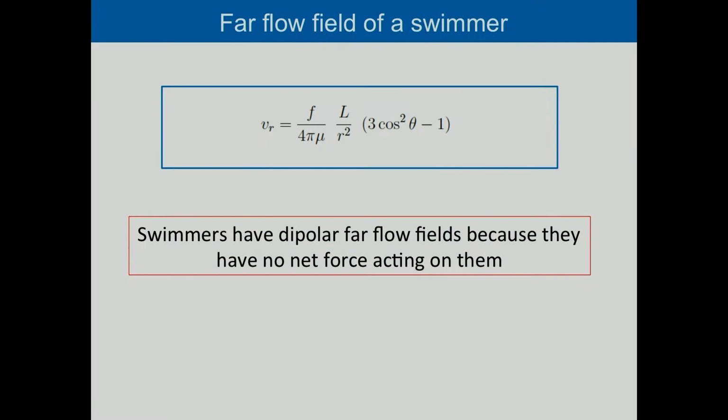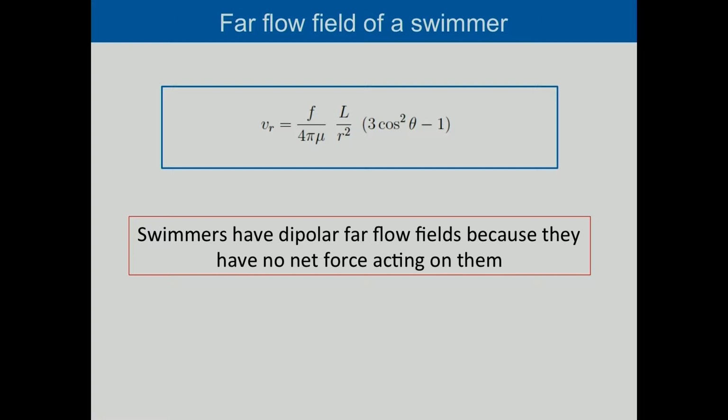This is the velocity, it goes as 1 over r squared, that's what I'd expect because it's a dipolar velocity. It goes like F times L, so that's the dipole strength, just like in the electromagnetic case, where you had charge times the distance between the charges. Here, I've got the force times L, which I should have said was the distance between the swimmers. And then I have an angular term, which you can't guess unless you actually do the calculation. Okay. So that's what the velocity field looks like, a long way away from a swimmer.